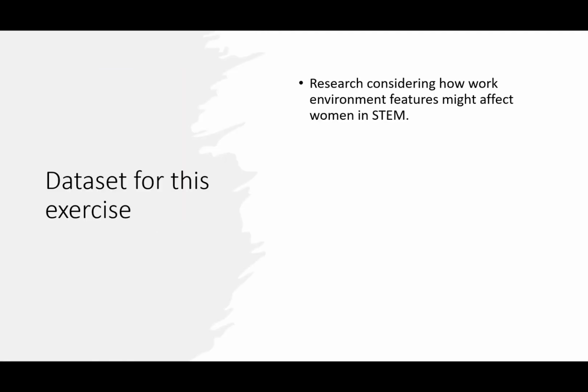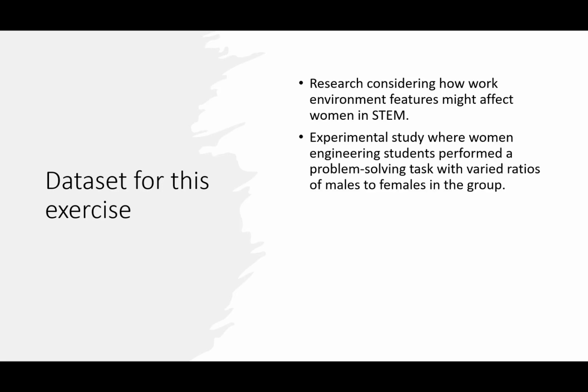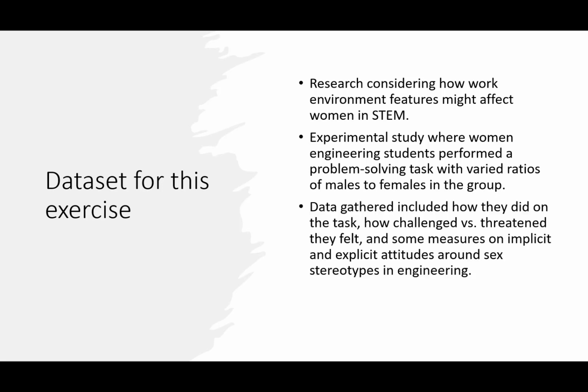The data that we're going to use for this exercise explores some of the research that has highlighted barriers for women who want to engage in STEM careers, with STEM being science, technology, engineering, and mathematics. Research has considered how work environment features might affect women in STEM and their comfort or desire to work in these fields. In the study that we're going to use, this is an experiment where women who were engineering students performed a problem-solving task with a team, and those teams had varied ratios of males to females. So one group was primarily female, one was minority female, and one was even ratios.